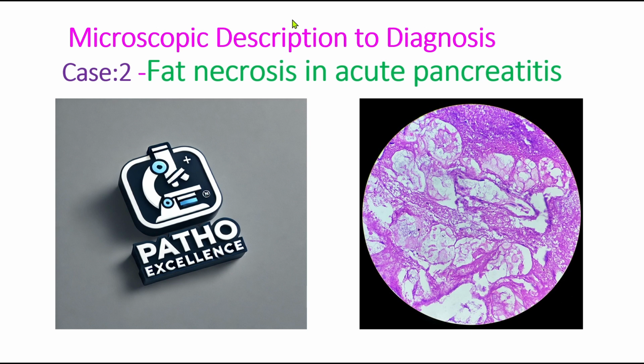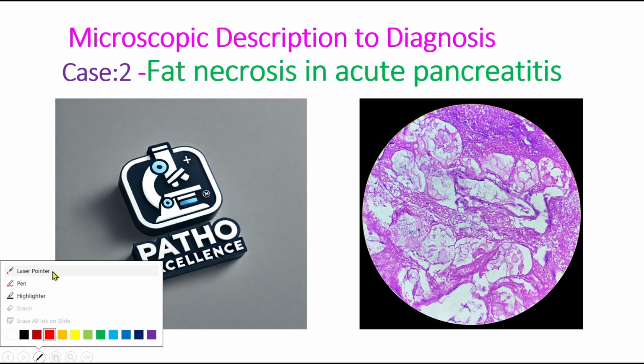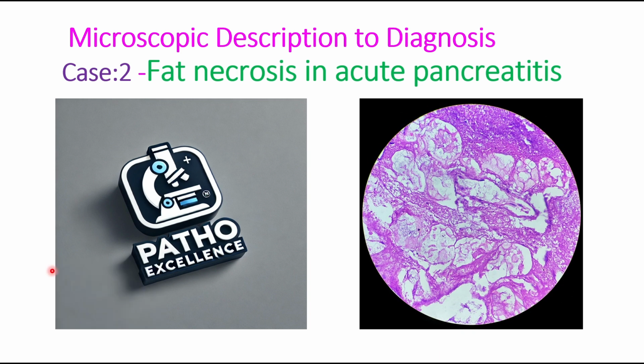Today in this microscopic description to diagnosis series, we are going to discuss an important morphologic type of necrosis, which is fat necrosis, commonly seen in acute pancreatitis. So what is necrosis? It is the cell death which is due to injury to cell and which is irreversible. So here, this is a slide of fat necrosis.